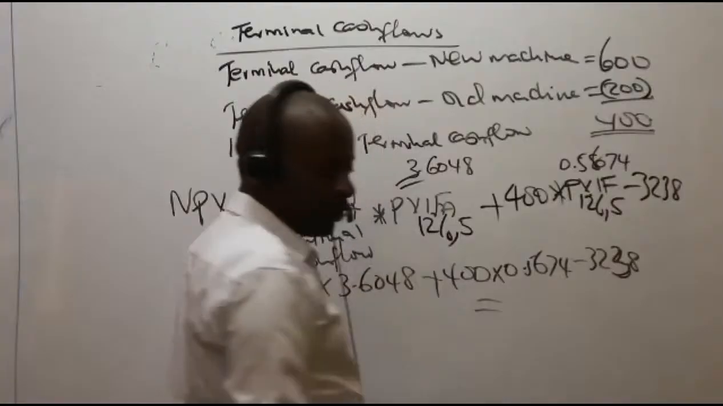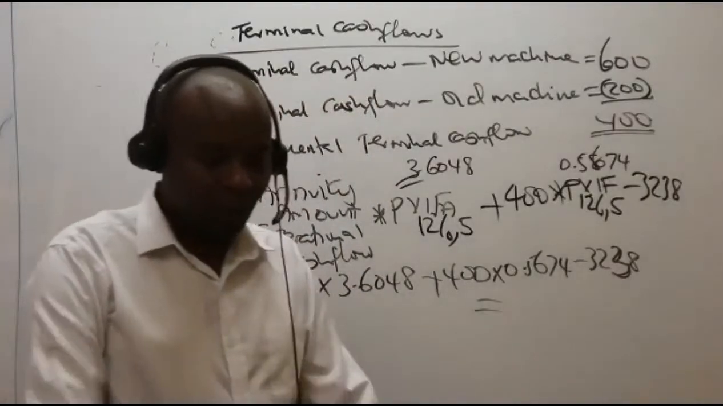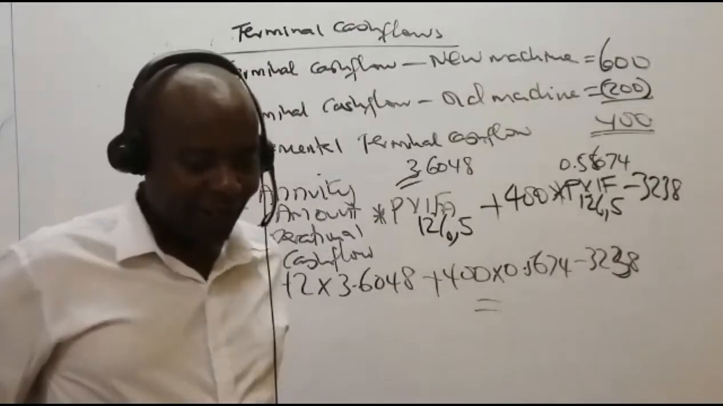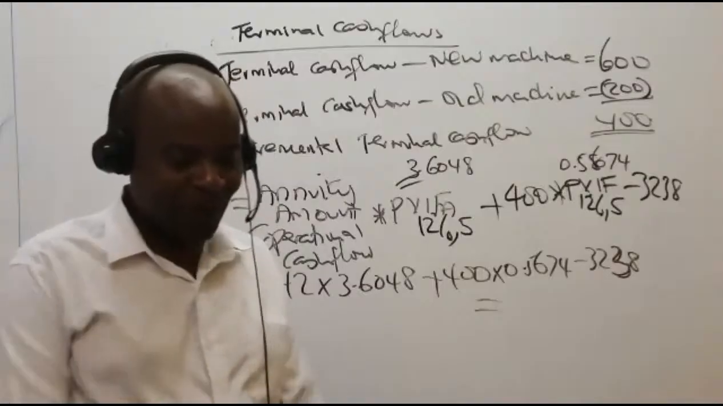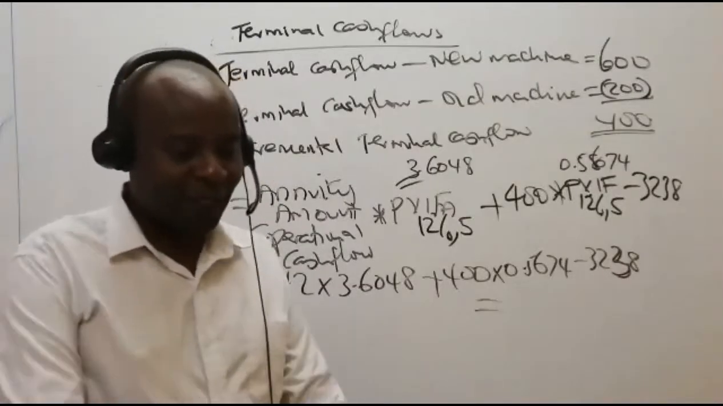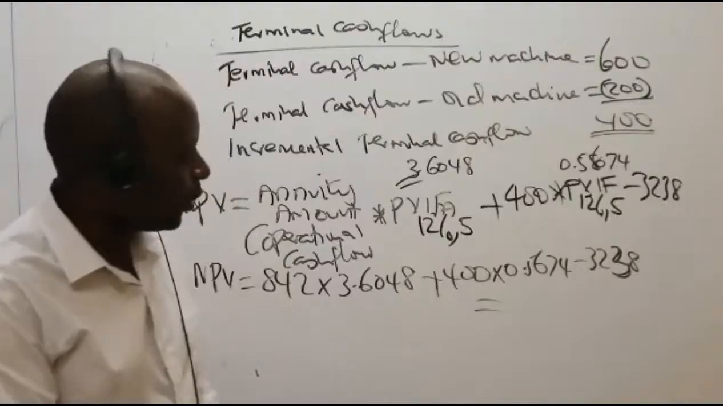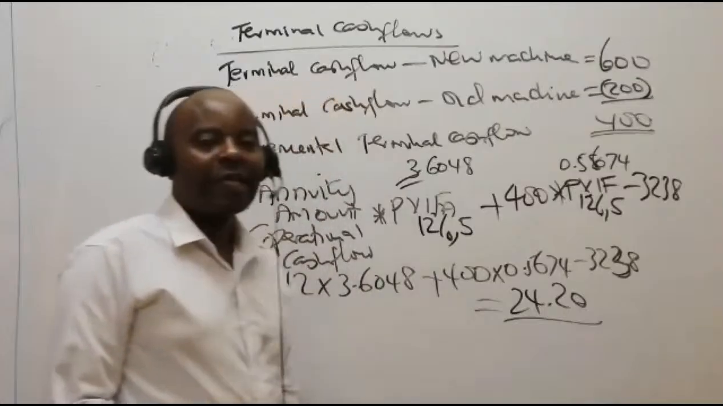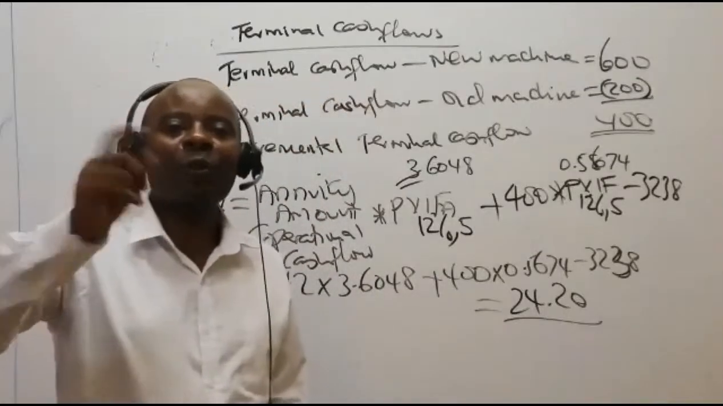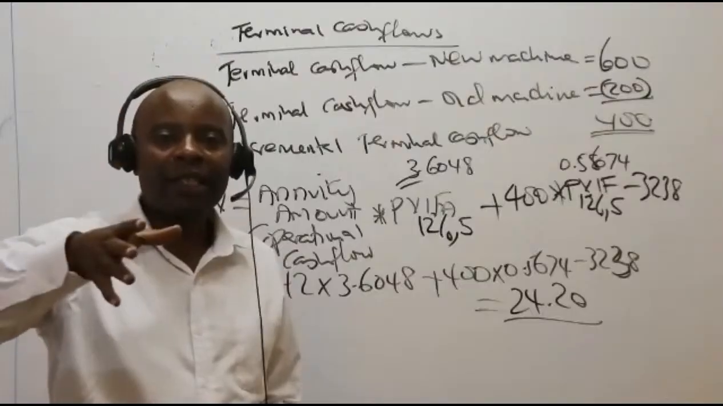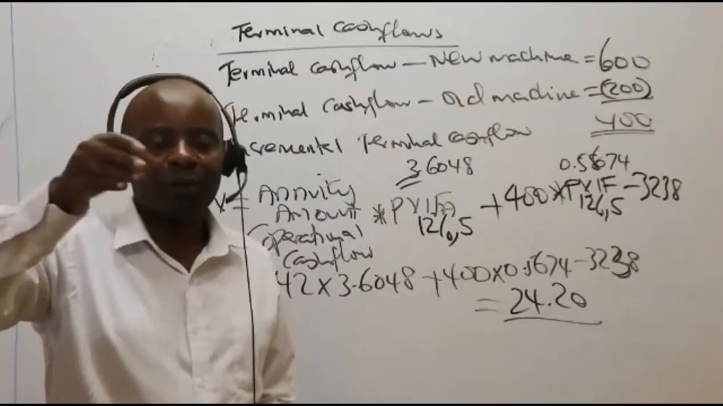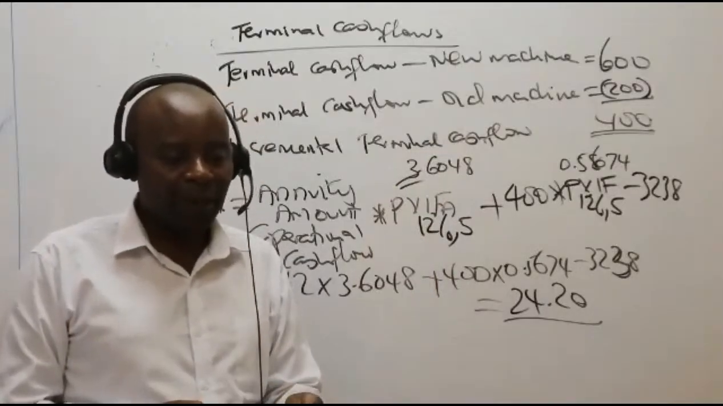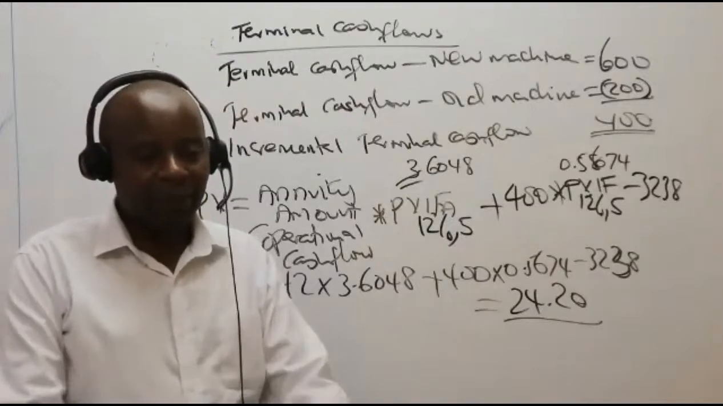So who is able to give us that net present value? I can see from Olivia, the net present value is 24.20. However small, so long as it is positive, the decision to replace is viable. So we are advising these people to go ahead and replace, because replacement has a positive net present value.